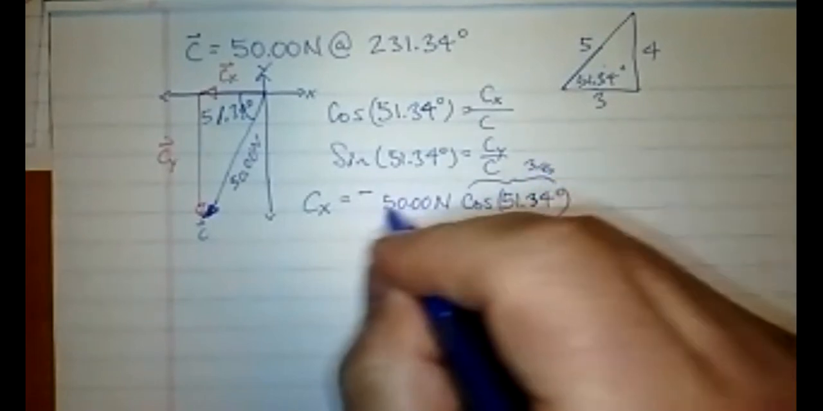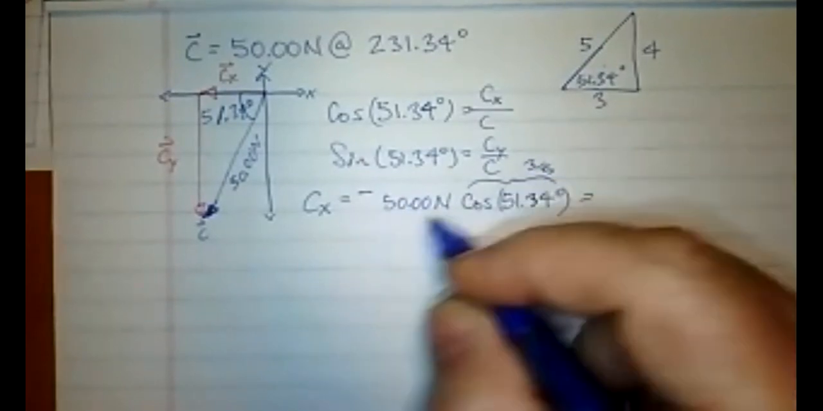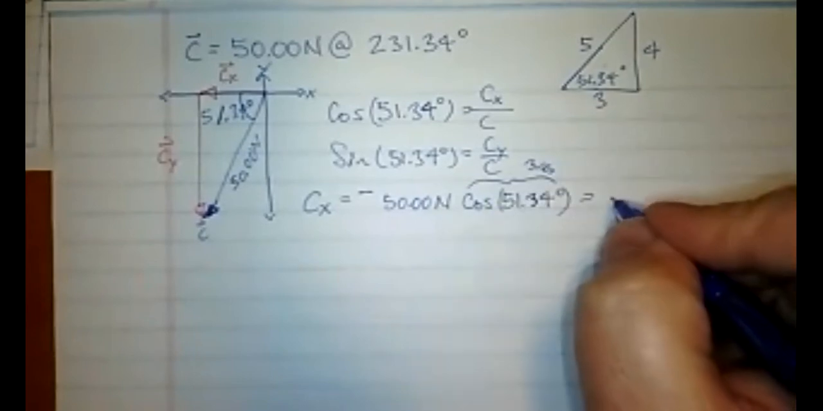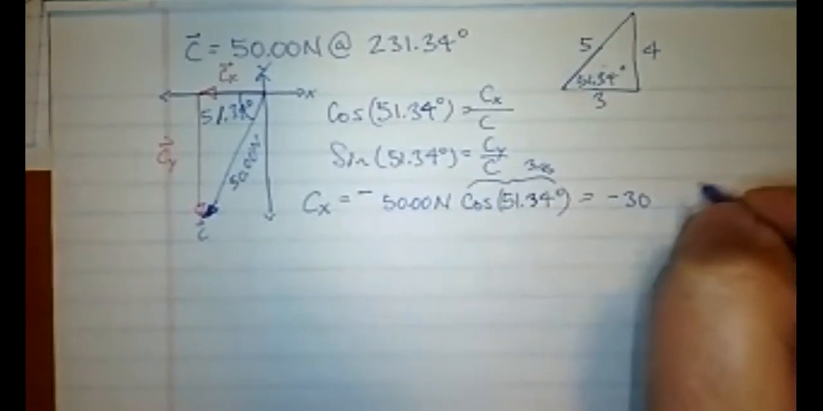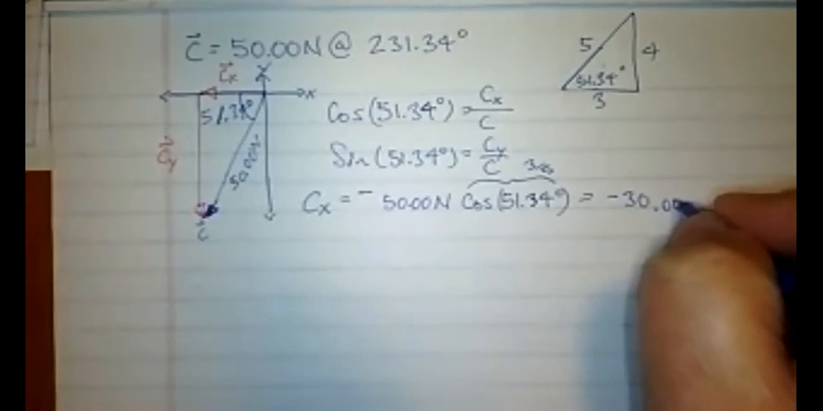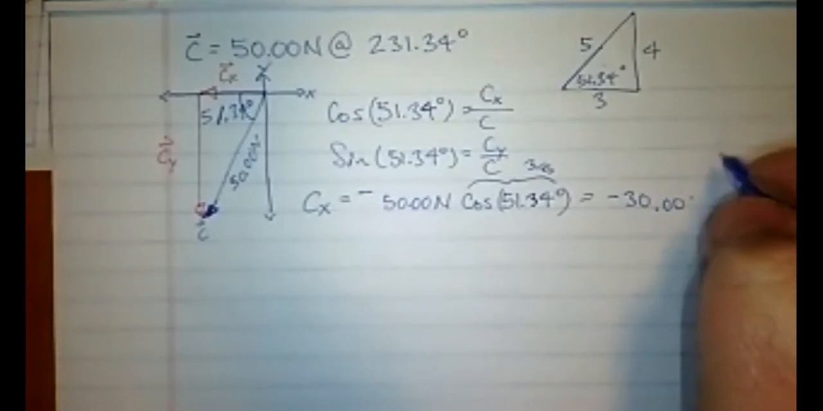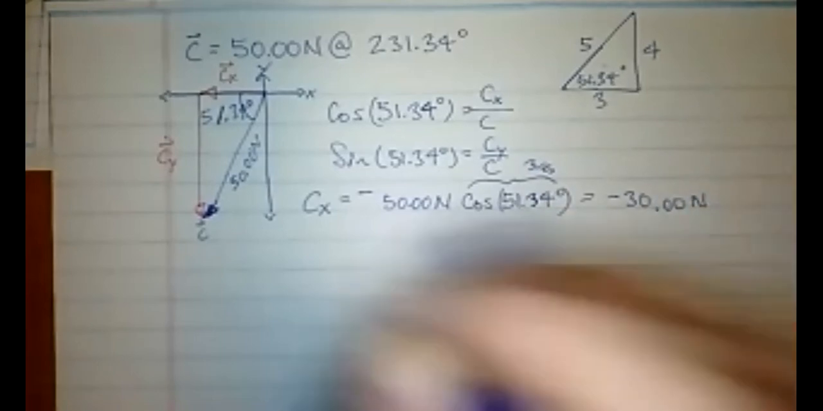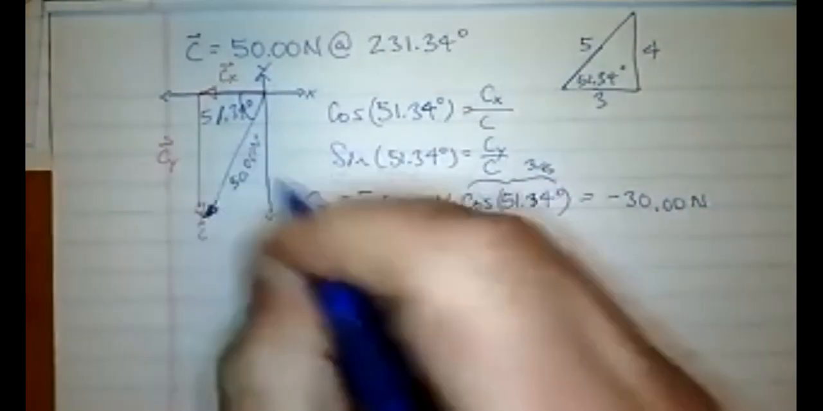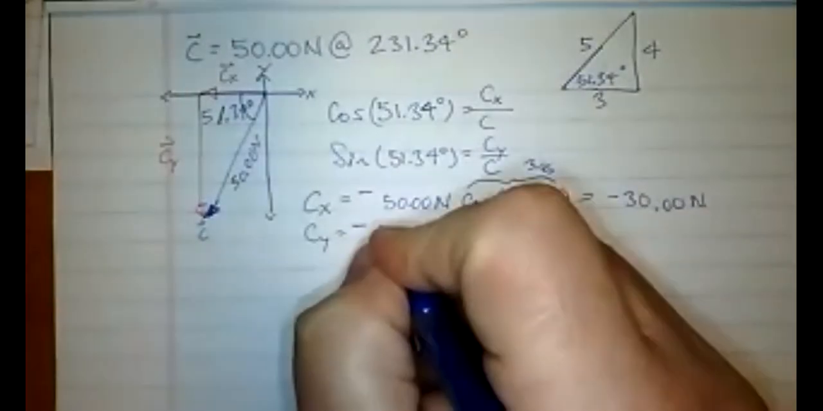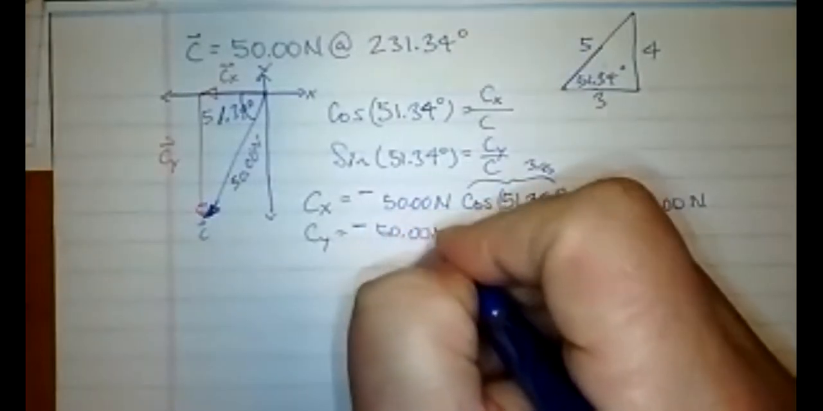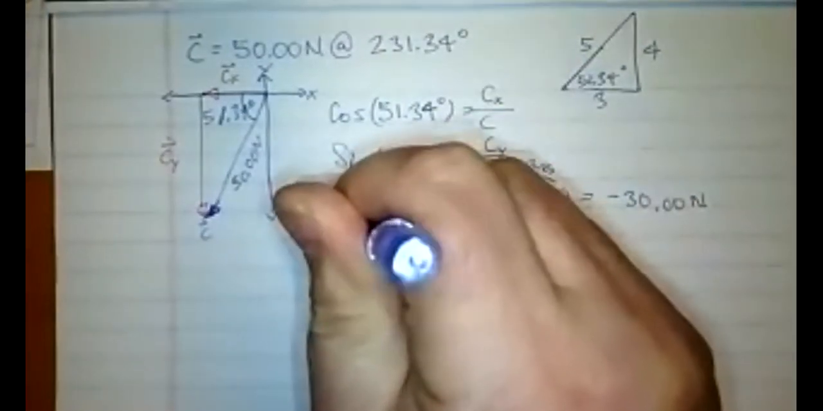Of course, you don't have to do that. You just punch it in your calculator, but you can see by doing that, that clearly you're just going to get negative 30.00 newtons for the x component. And then C sub y, again, that's also negative, so I'm going to force it, 50.00 newtons. That 5 didn't look very good.